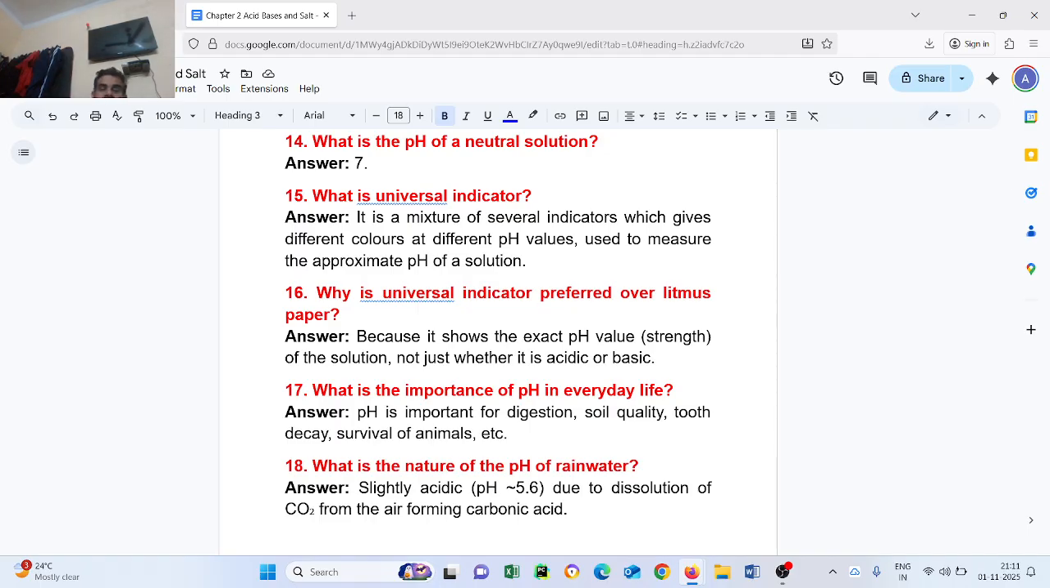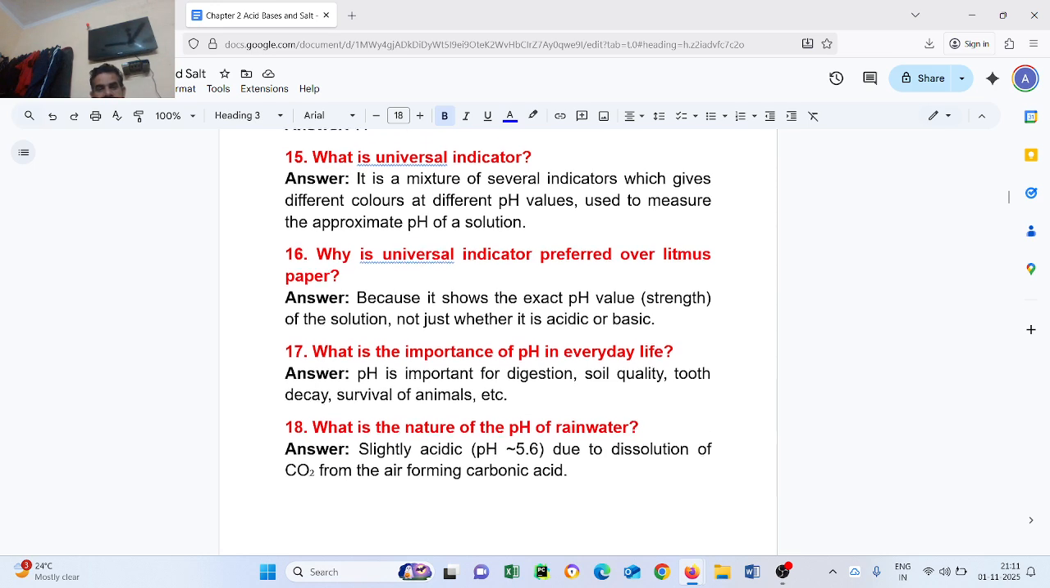What is the importance of pH in everyday life? pH is important for digestion, soil quality, tooth decay, survival of animals, etc. Question number 17. What is the importance of pH in everyday life? pH is important for digestion, soil quality, tooth decay, survival of animals.